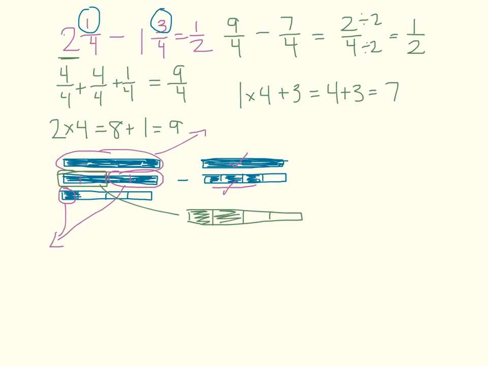And of course, again, we want to check our answers. So 2 1/4 is close to 2. 1 3/4 is also close to 2. So 2 minus 2 equals 0. So we're going to have an answer that's close to 0, which 1/2 is. Pause now and take your notes.